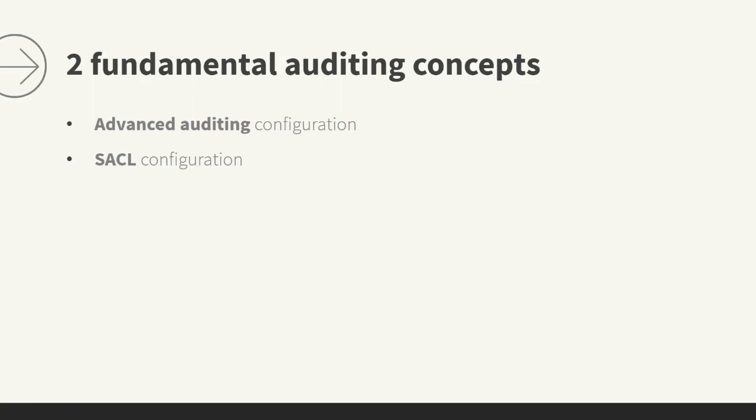So the next thing you need to do after configuring the advanced audit policy on your domain controller is go to your Active Directory Users and Computers and configure what is known as the SACL.